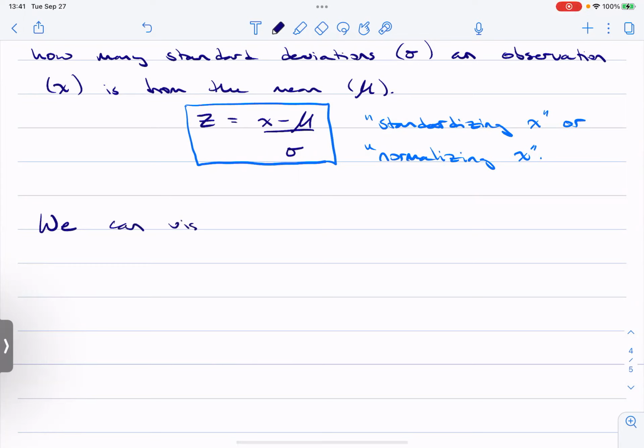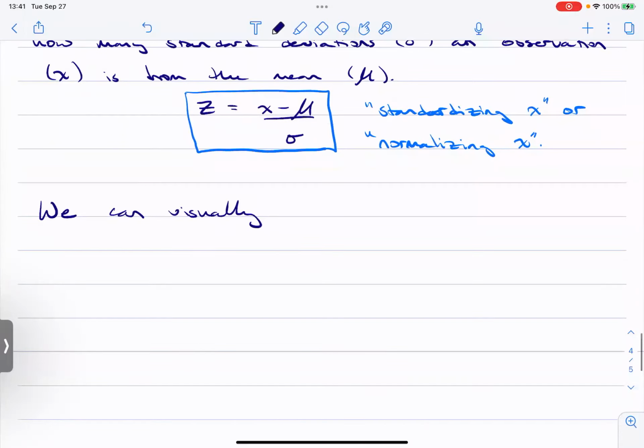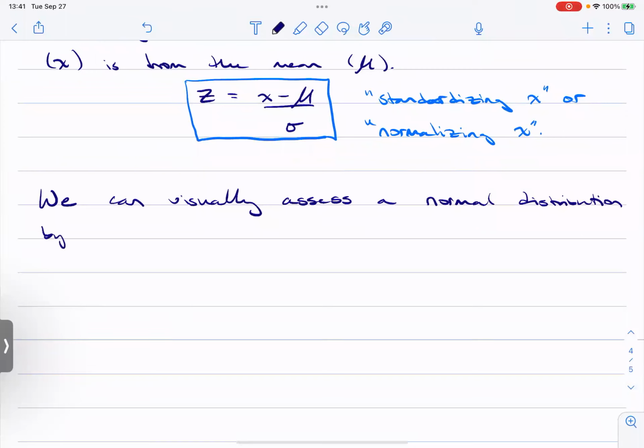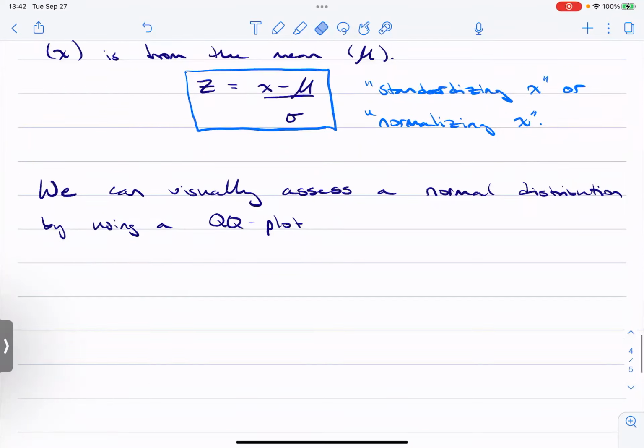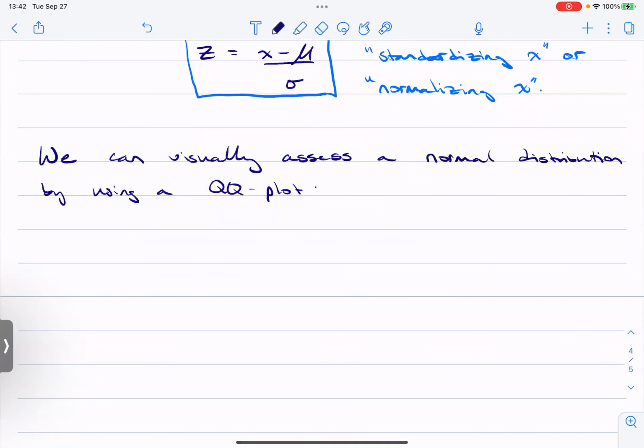But we can visually assess a normal distribution by using a QQ plot. I think it's quantile plot, but I am not going to write that down because I'm only 99% sure. QQ plot, it looks like this. We've seen them before, but only briefly.